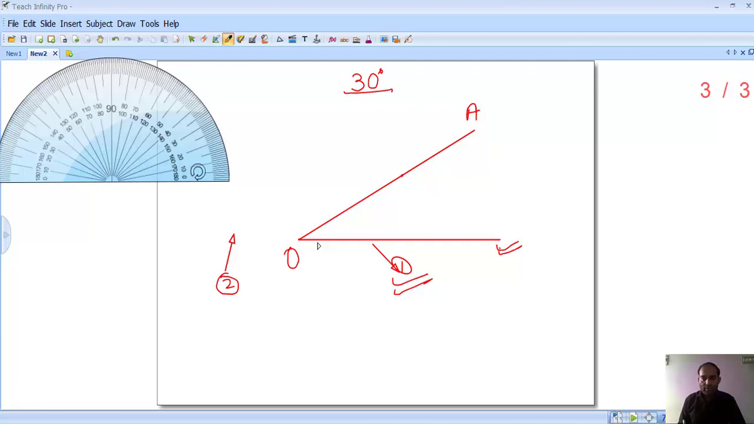Yeah, point B. So this one is 30 degree. Angle AOB is equal to 30 degree. Simple. Okay, let's draw one more angle.